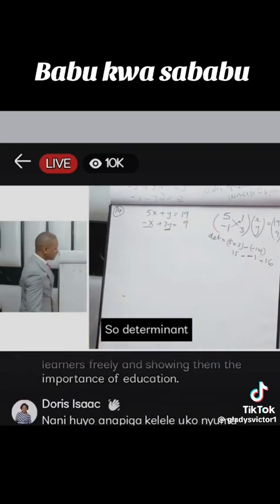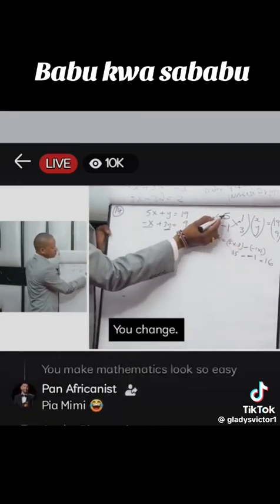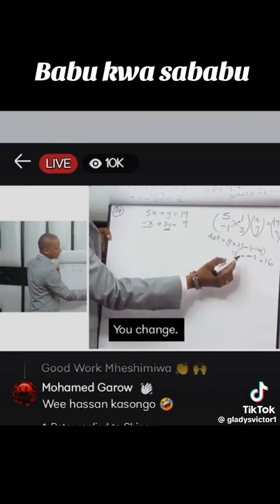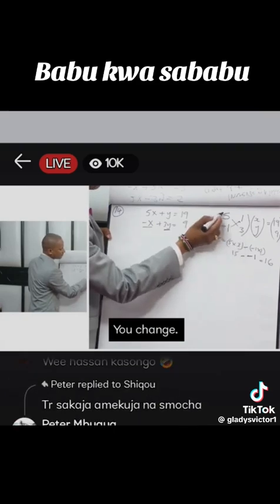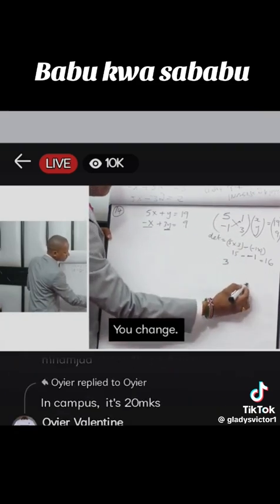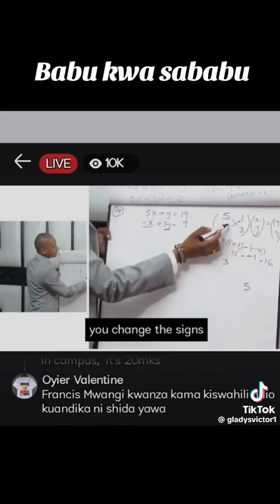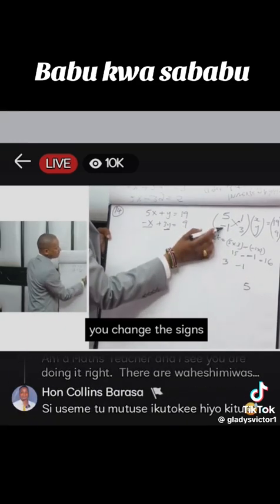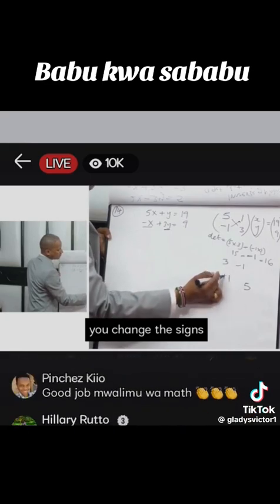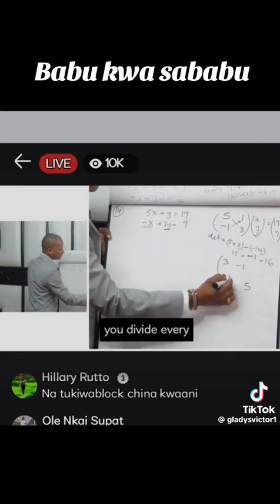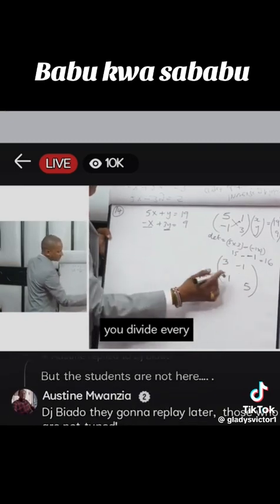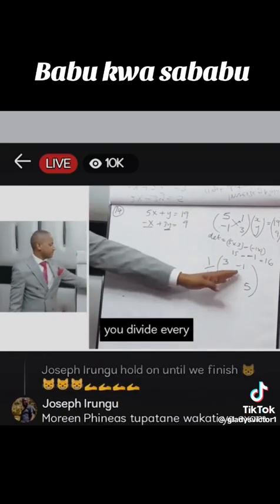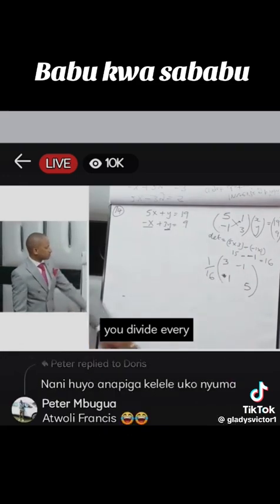The inverse of this matrix becomes: you swap the numbers in the leading diagonal. So if this is 5, 5 drops here and 3 goes up. So you just do 3, 5. Then you change the signs of the other diagonal. This is plus 1, it becomes minus 1. And this minus 1 becomes plus 1, or just 1. You divide every element by 16, which is the same as putting 1 over 16 outside to make your work look neat. So this is the inverse.